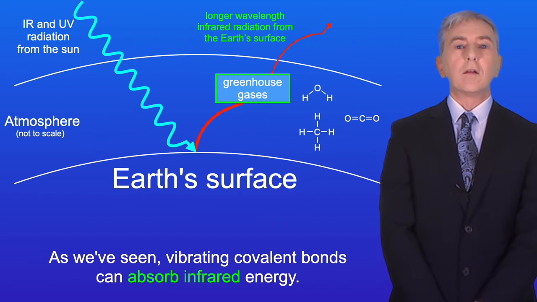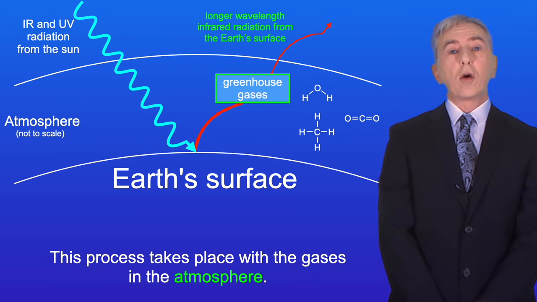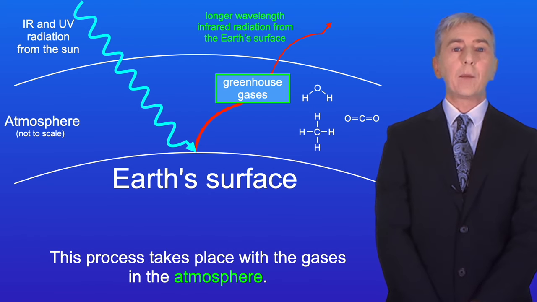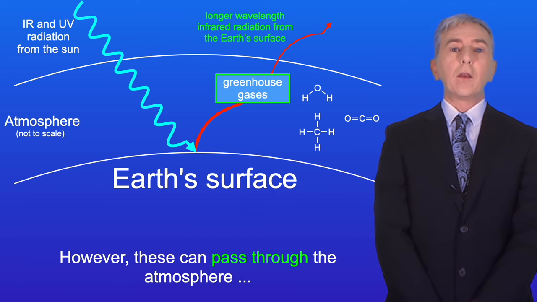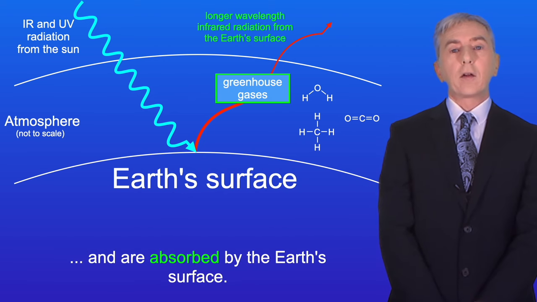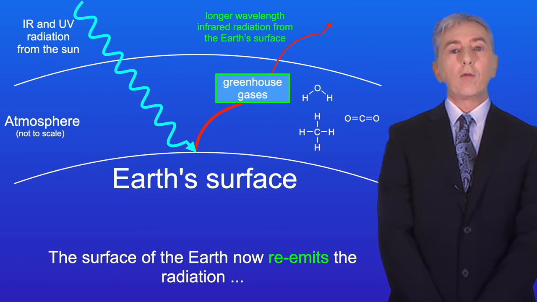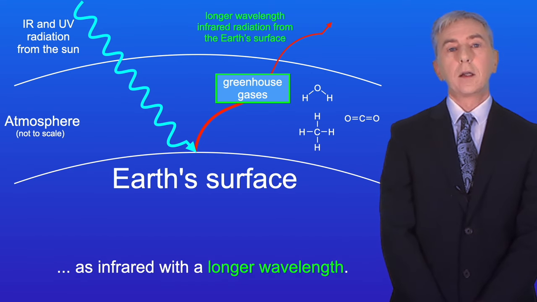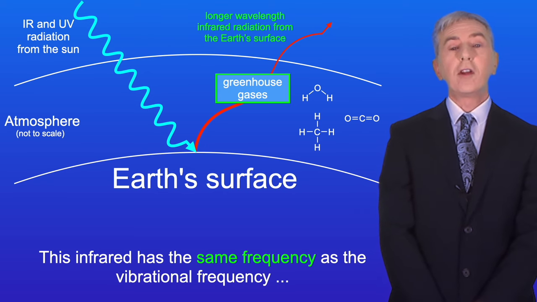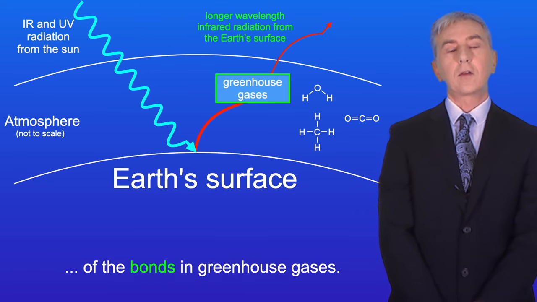Okay, so as we've seen, vibrating covalent bonds can absorb infrared energy, and this process takes place with the gases in the atmosphere. The sun emits infrared and ultraviolet radiation. However, these can pass through the atmosphere and are absorbed by the Earth's surface. The surface of the Earth now re-emits the radiation as infrared with a longer wavelength. This infrared has the same frequency as the vibrational frequency of the bonds in greenhouse gases.